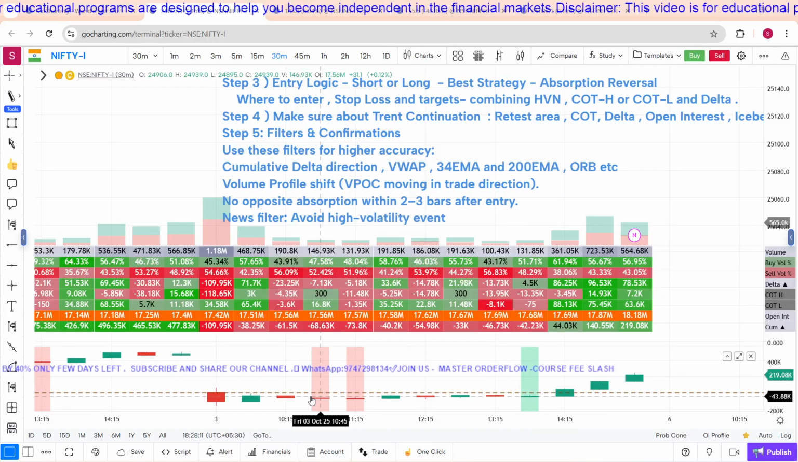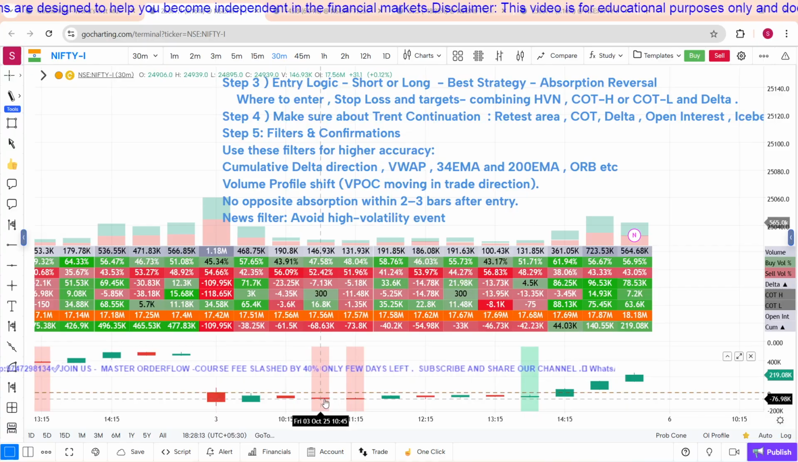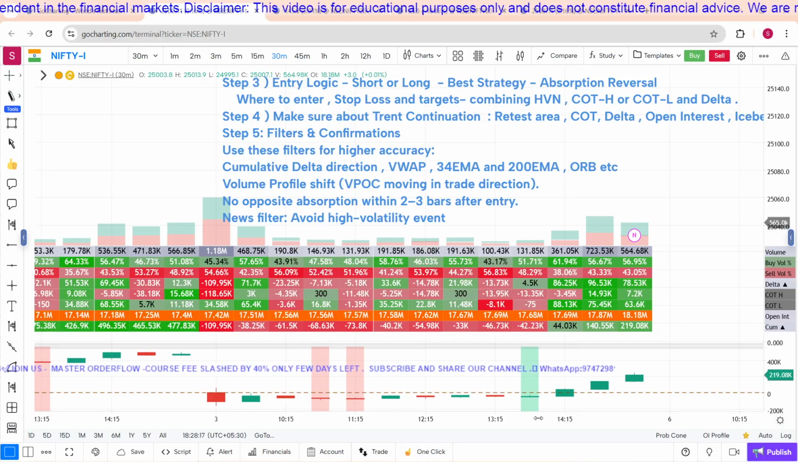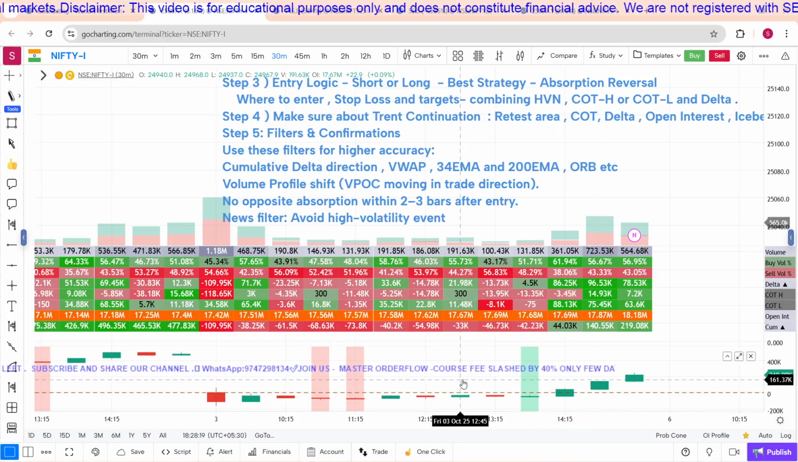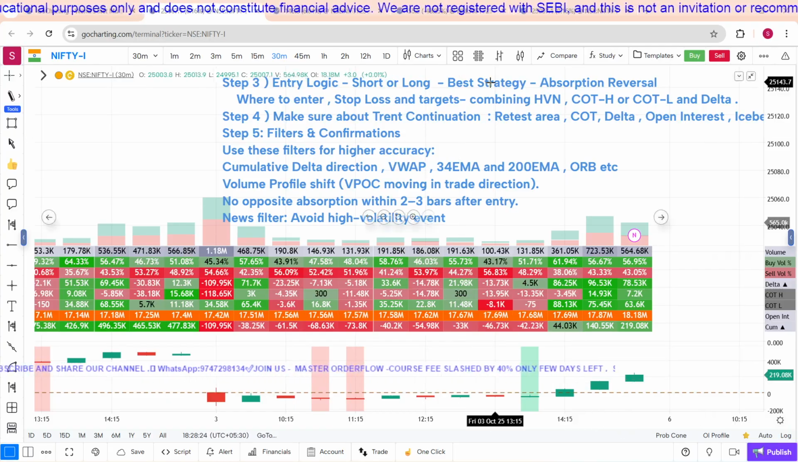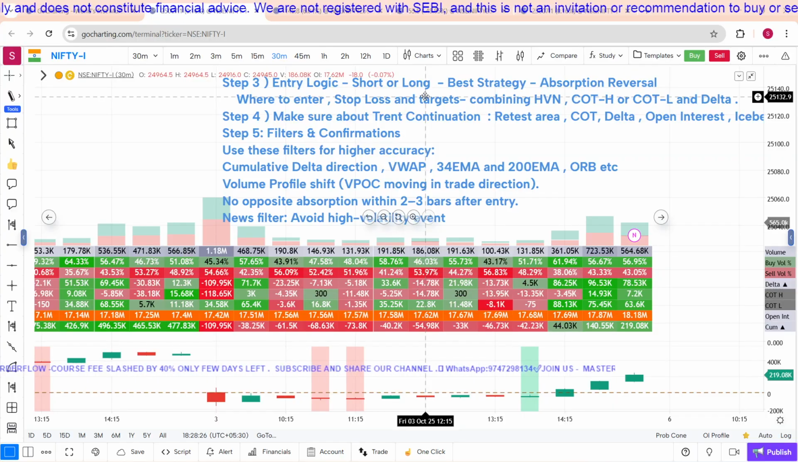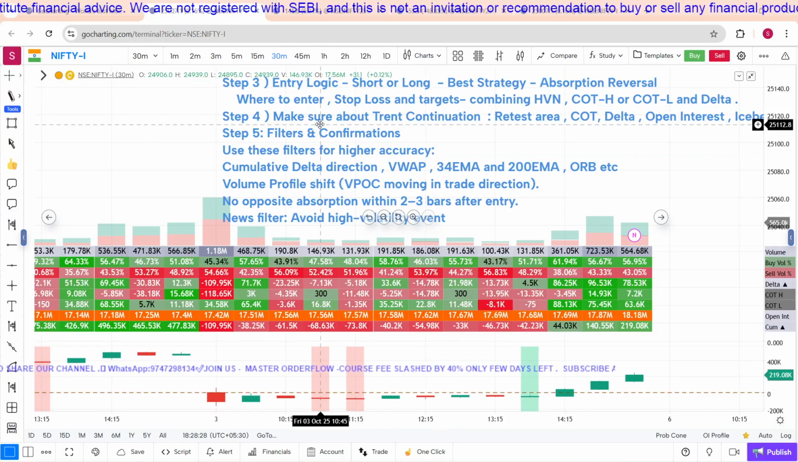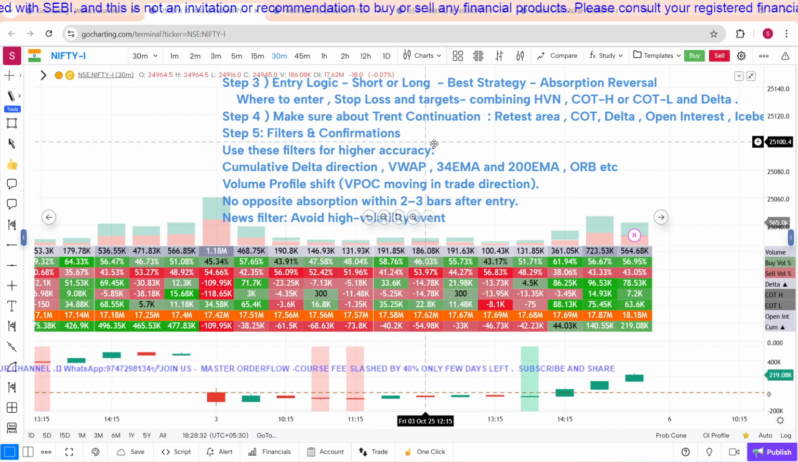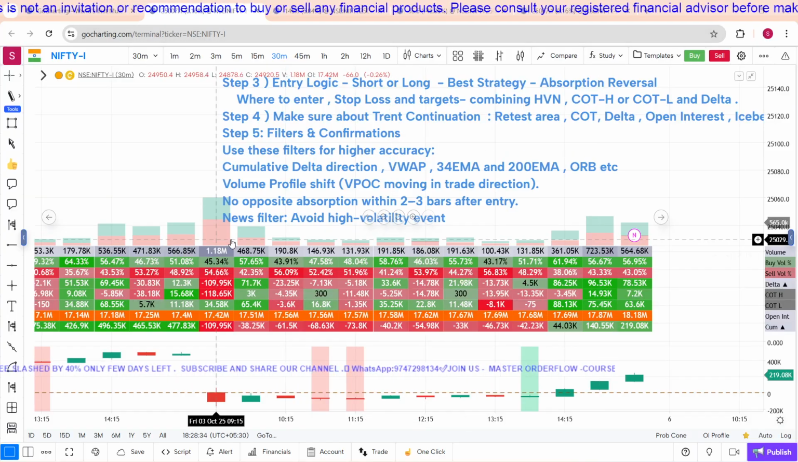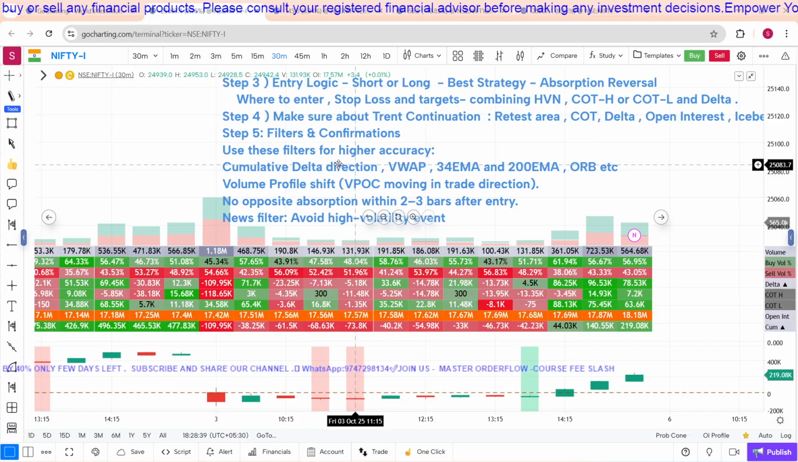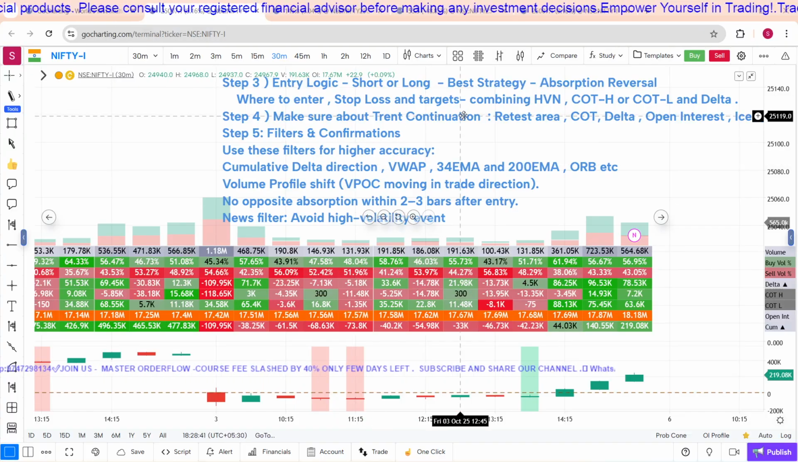And this is a very, very important point to cover in order flow. Cumulative delta divergence. After taking the entry, we have to make sure that the trend will continue, whether towards the lower side or upper side, depending on our position.